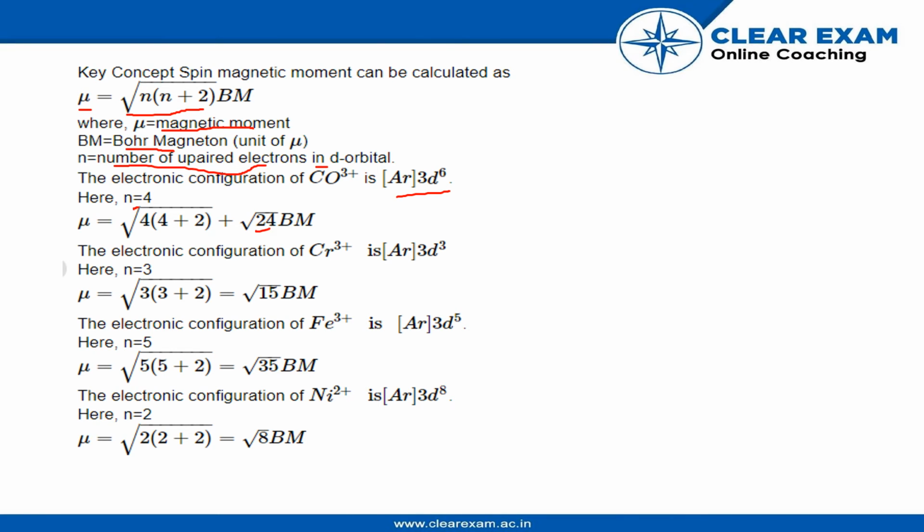The electronic configuration of Cr3+ is Ar 3d3. n equal to 3, so we get mu as root 15 Bohr magneton.